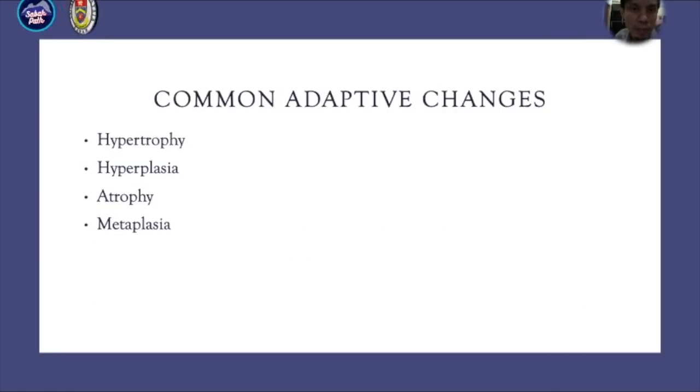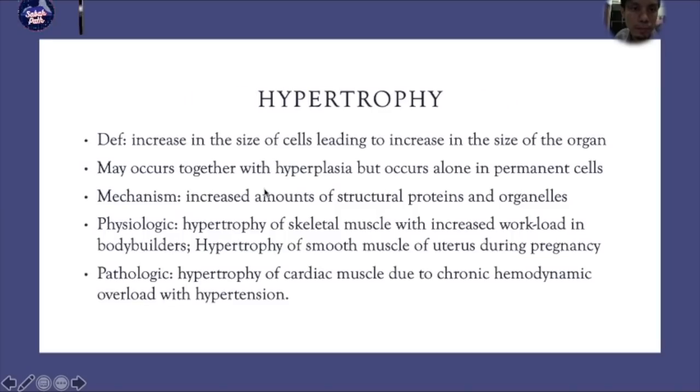So these are the common adaptive changes. There are four types: hypertrophy, hyperplasia, atrophy, and metaplasia. So what is hypertrophy? Hypertrophy is literally divided into the prefix hyper and the suffix trophy. Hyper means more, trophy means growth. The growth here means the size, not the number of cells.